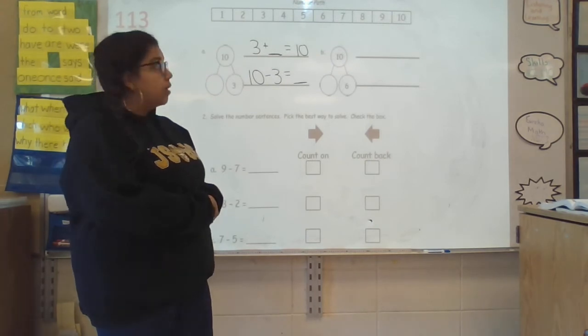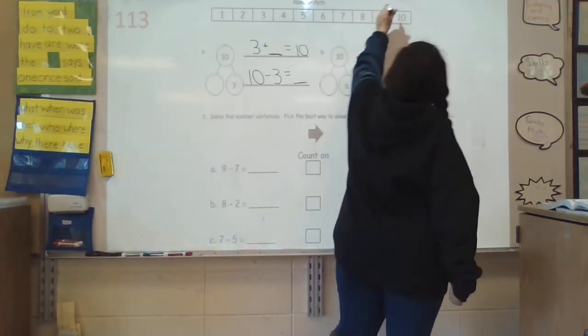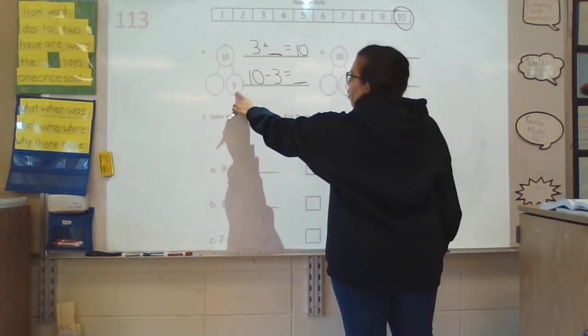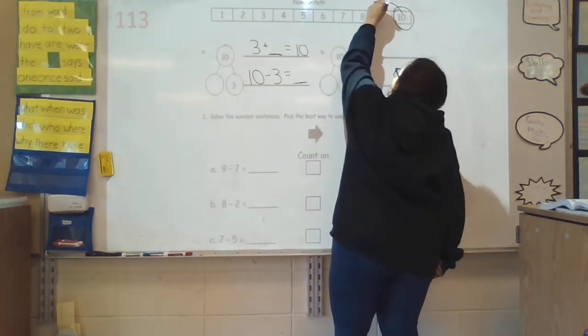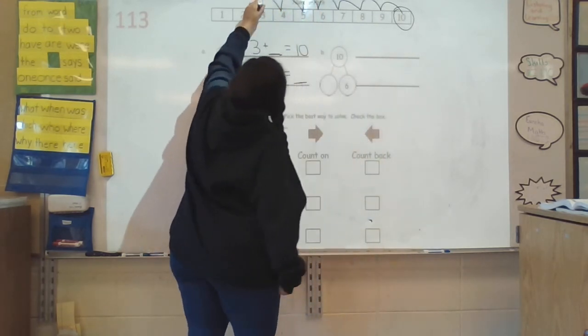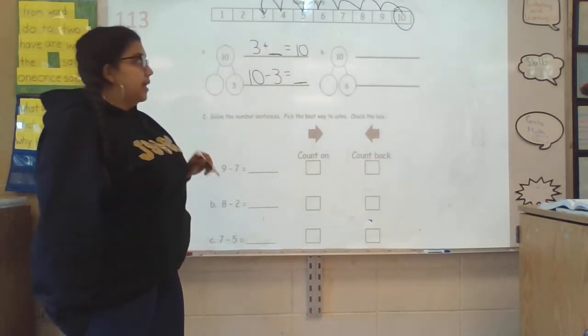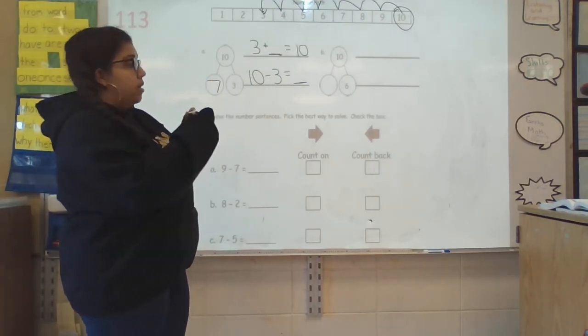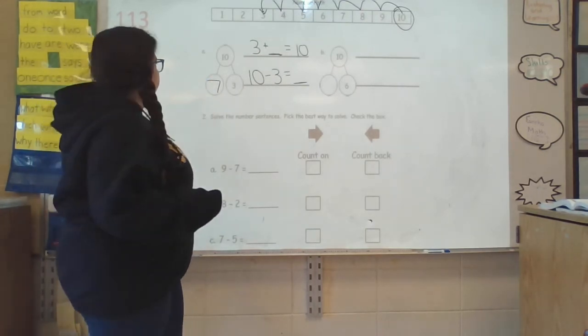Let's try both, okay? Let's start with the whole and count back to the known part. 1, 2, 3, 4, 5, 6, 7. I made 7 hops to get to the known part, which means my missing piece is 7. Whew, that's a lot of hopping. Let's try it the other way.